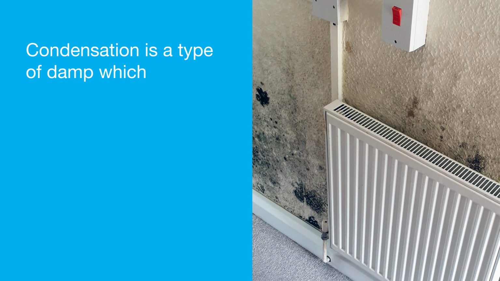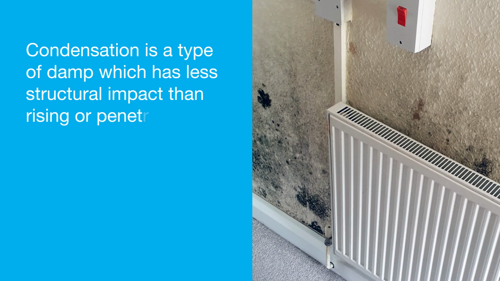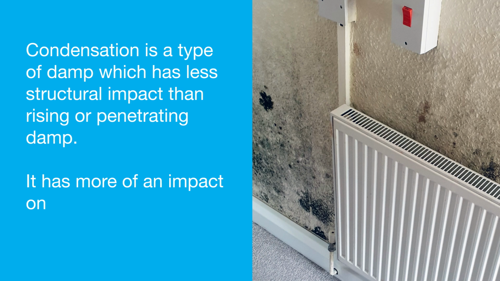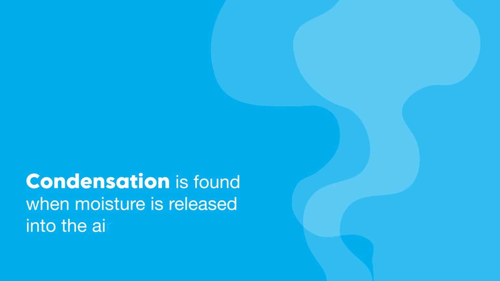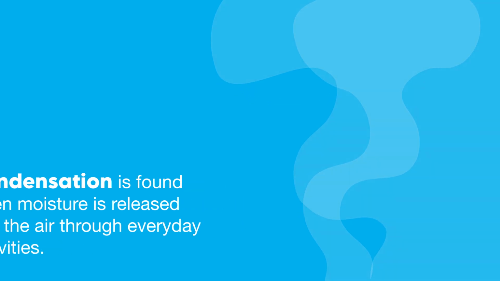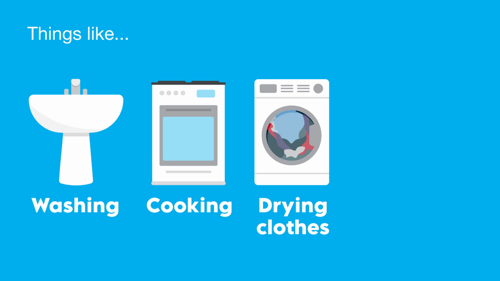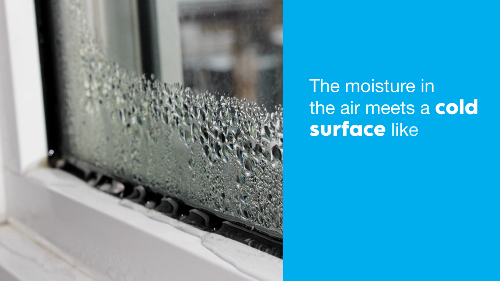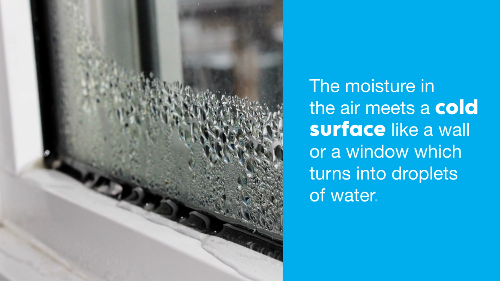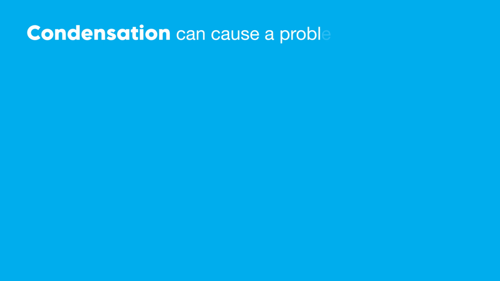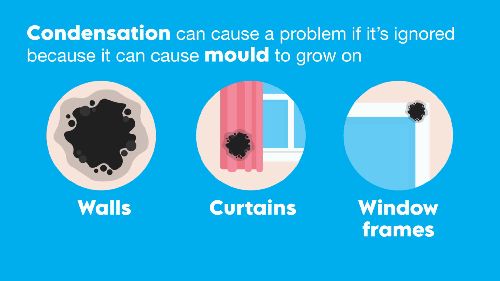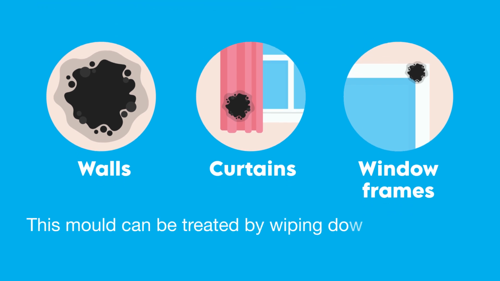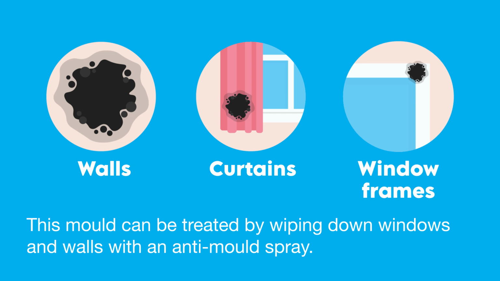Condensation is a type of damp which has less structural impact than rising or penetrating damp. It has more of an impact on occupants than on the building itself. Condensation is found when moisture is released into the air through everyday activities. Things like washing, cooking, drying clothes, or bathing. The moisture in the air meets a cold surface like a wall or a window, which turns into droplets of water. Condensation can cause a problem if it's ignored because it can cause mold to grow on walls, curtains, or around window frames. This mold can be treated by wiping down windows and walls with an anti-mold spray.